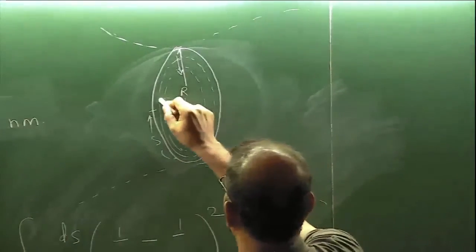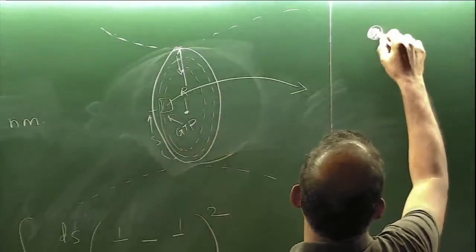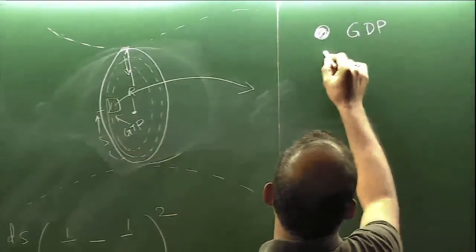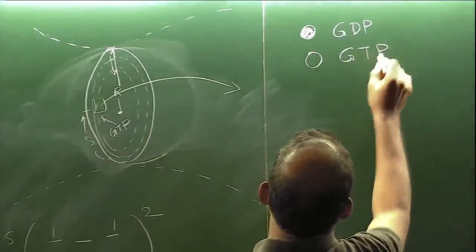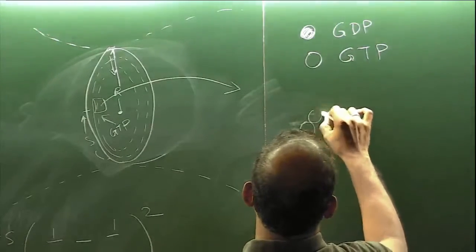So if you look at a cross section of this, then let's say I put a filled circle as GDP, open circle as GTP, and then I have, strictly speaking, it's curved.